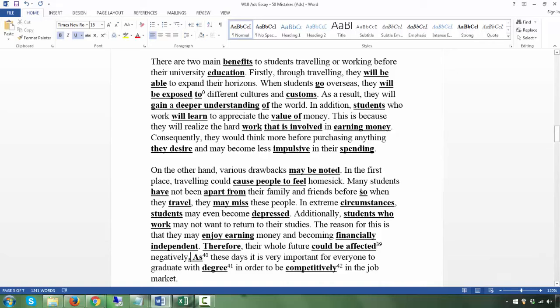So is a conjunction, so in the same way you don't put a full stop and start the sentence with so, at least for here, because you're linking this clause with this. So it should be so, okay, here without the full stop there, as these days it is very important for everyone to graduate with a degree.